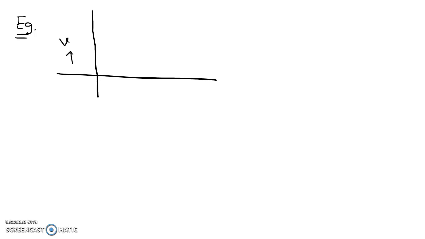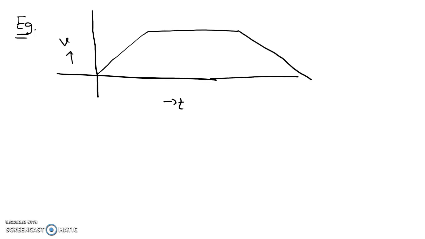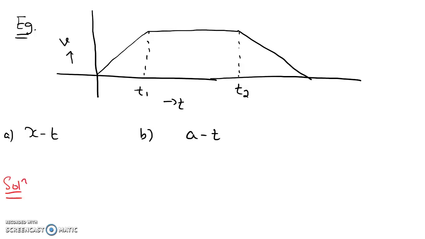Okay then, cool. So I give you one graph like v versus t, and it is like this. Increasing, but acceleration is constant, and then constant, then decreasing, but at a constant rate. Say for example, this time is t1, and this time is t2. So this is the v versus t graph I gave you, and you need to find x versus t and a versus t. So a versus t is pretty simple. Let's work on x versus t.